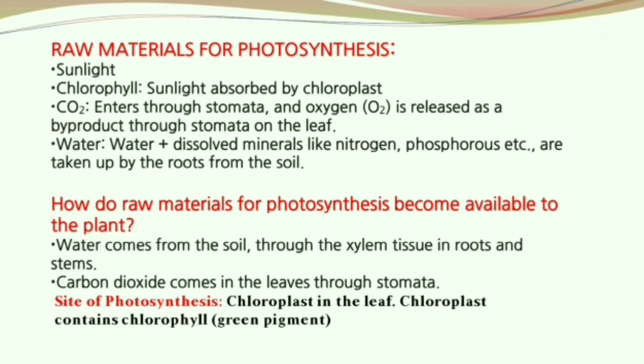How do raw materials for photosynthesis become available to the plant? Water comes from the soil through the xylem tissue in roots and stems. Carbon dioxide comes into the leaf through stomata. The site of photosynthesis: the chloroplast in the leaf is the site of photosynthesis. Chloroplast contains a green pigment termed chlorophyll.